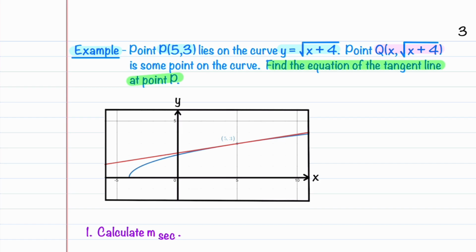I think it's always good to make a graph when you begin this type of problem so that you can visualize it. I made this graph on Desmos. It's a free graphing tool that I highly recommend using while you're studying calculus. Point P is located here at the point (5, 3). And point Q is going to be located to the right and to the left of point P. Let's write down that P has coordinates (5, 3), and Q has coordinates (x, square root of x plus 4).